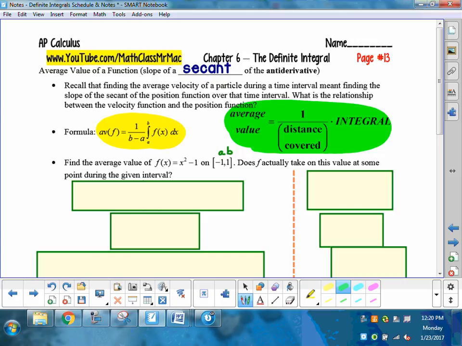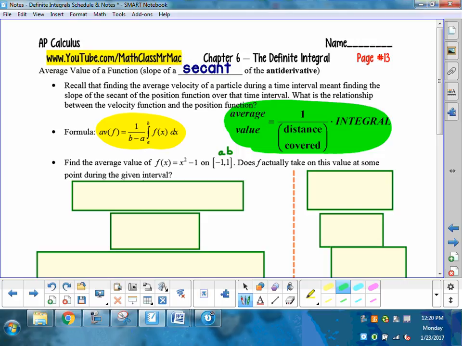Now, next one up, it says go through and find the average value of that function on that interval. So that's A and B. Does F actually take on this value at some point during the interval? Let's first go through and figure out what the average value of the function is going to be.